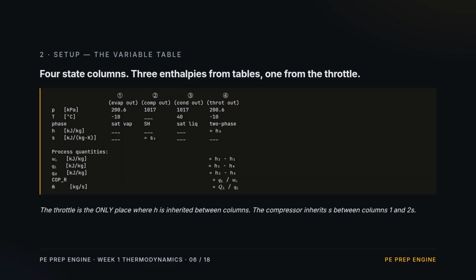Variable table: 4 state columns. Pressures come from the saturation temperatures. Enthalpy at state 4 equals state 3, the throttle rule. Entropy at state 2s equals state 1, the isentropic compressor. Fill states 1 and 3 from the tables. Derive 4 from the throttle. Find 2 by isentropic compression to the high pressure. The process quantities collapse to enthalpy differences.